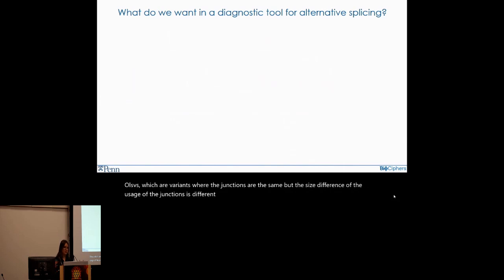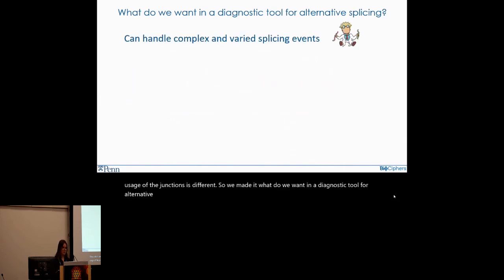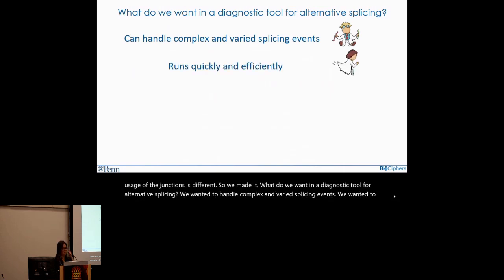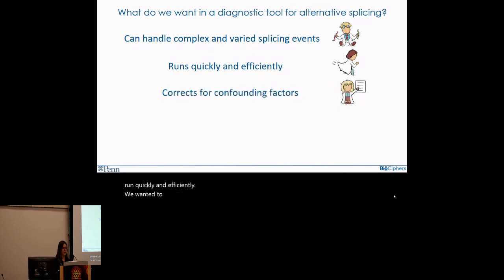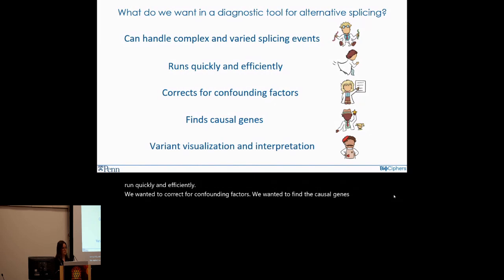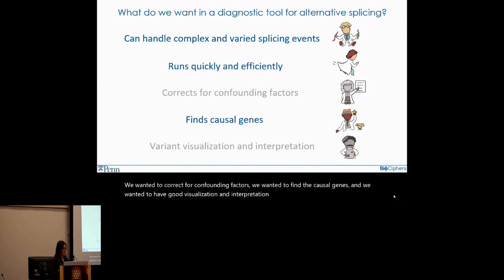So we made it. What do we want in a diagnostic tool for alternative splicing? We want it to handle complex and varied splicing events. We want it to run quickly and efficiently. We want it to correct for confounding factors. We want it to find the causal genes. And we want it to have good visualization and interpretation. For the purpose of time today, I'm not going to be discussing two of these, but please ask me after the talk if you're interested.